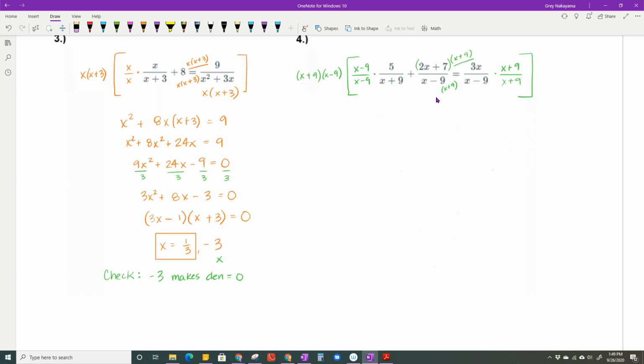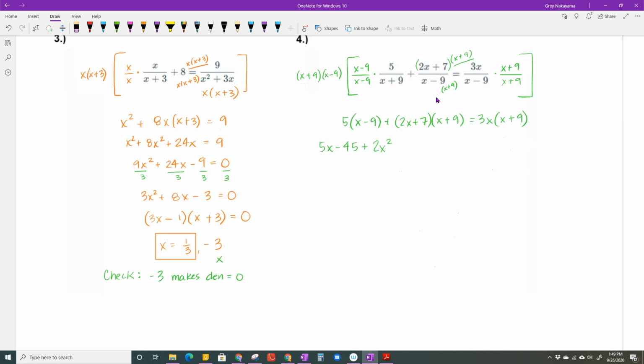The numerator of the first term is 5 times the quantity of x minus 9. The numerator of the second one is those two binomials together. And then on the other side of the equation, I'm going to have 3x times x plus 9. So I've got to simplify all that. So 5 times x minus 9 is going to be 5x minus 45.